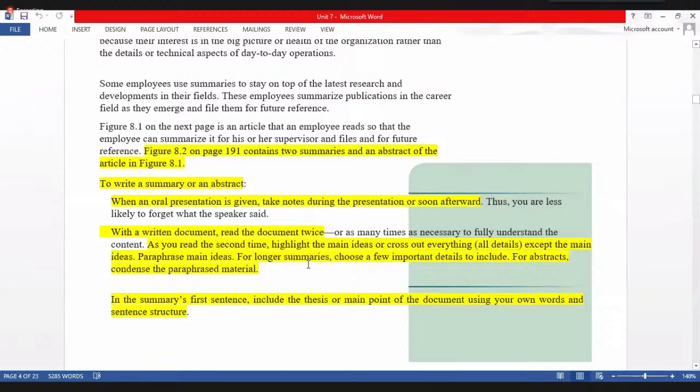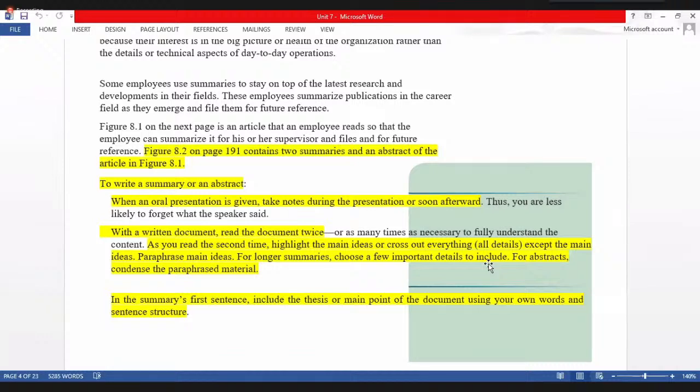So this is called paraphrase. So highlight the main ideas when you read the text the second time, written document. Then in the second time, highlight the main ideas and paraphrase the main ideas. Write those main ideas in your own language. Okay. For longer summaries, if you are going to write a long summary, then what you do? Choose a few important details to include. You mention the main ideas, and then you select a few important details. Not all the details you have to include. Few important details. That is for longer summary.